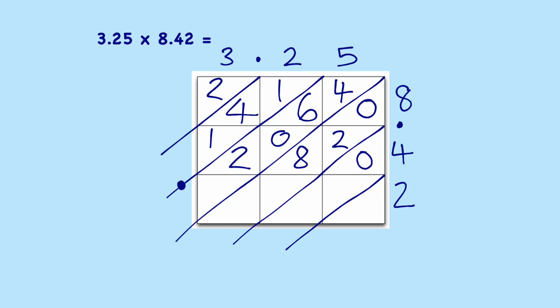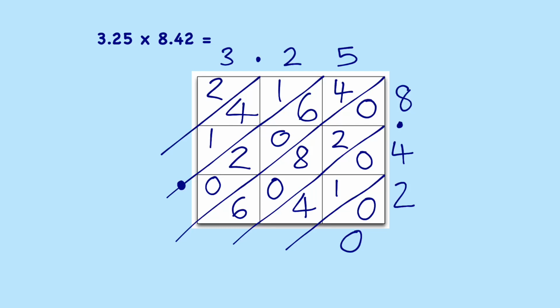And then moving on to the last row, 5 times 2 is 10, 2 times 2 is 4, and 2 times 3 is 6. So now I've completed my grid. To work out my answer, remember I need to be looking along these diagonal lines and adding up the digits. So let's have a look. So my first diagonal line was just 0. I can put the 0 in, or I can just leave it.